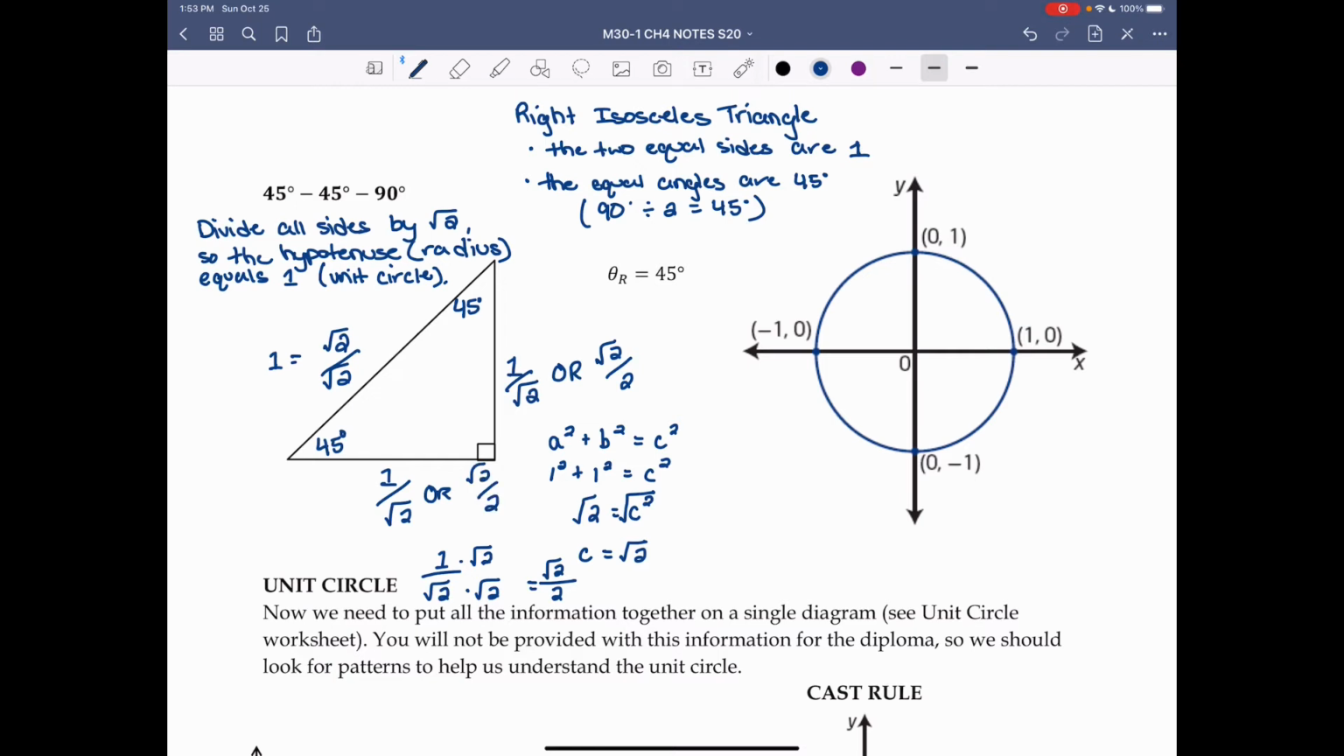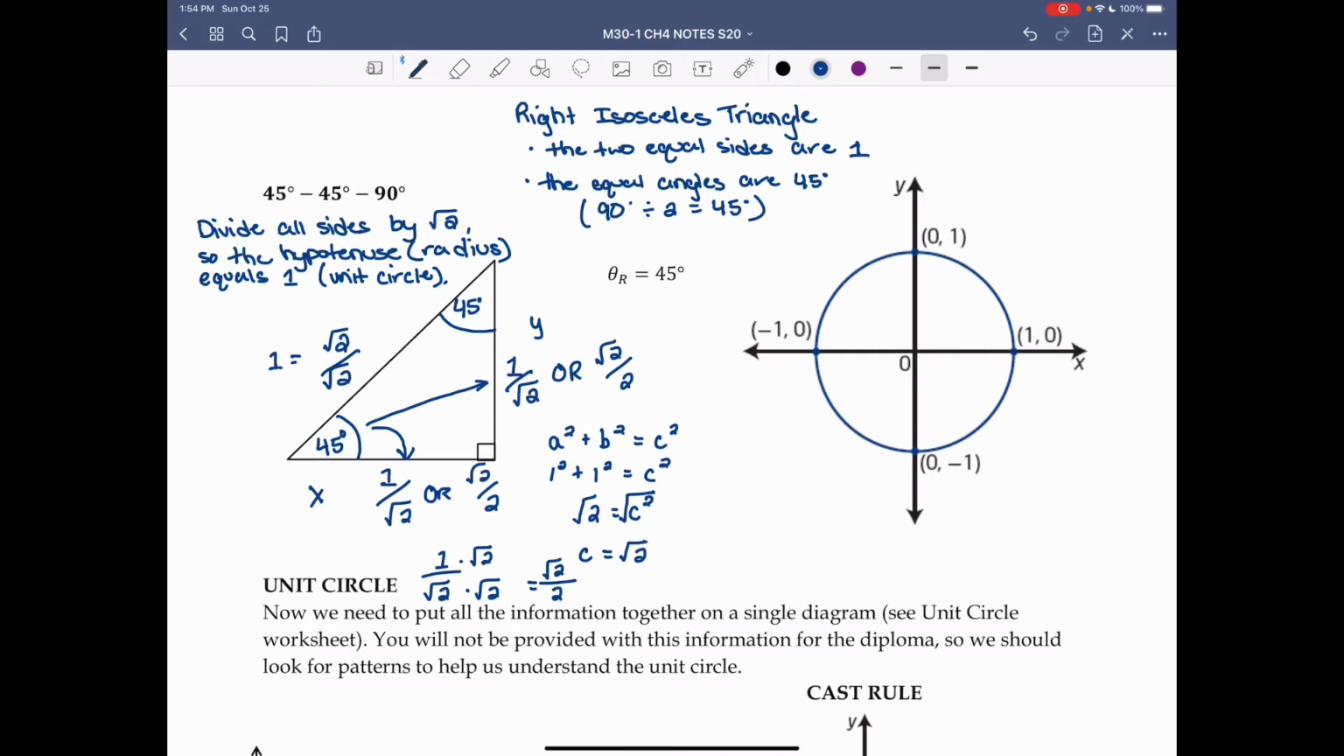Then both of our acute angles are the same. They're both 45 degrees. And our two leg lengths are the same. So it doesn't matter which angle we're looking from, we get the same result. The vertical is the y value, which would be 1 over root 2 or root 2 over 2. And the horizontal is the x value, which would also be 1 over root 2 or root 2 over 2. So the x value and the y value are the same for reference angles of 45 degrees.